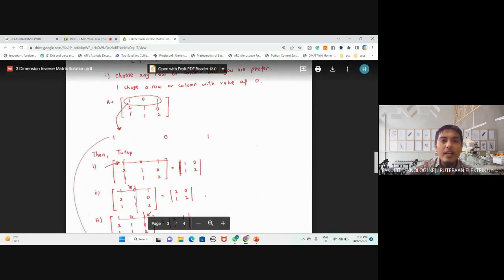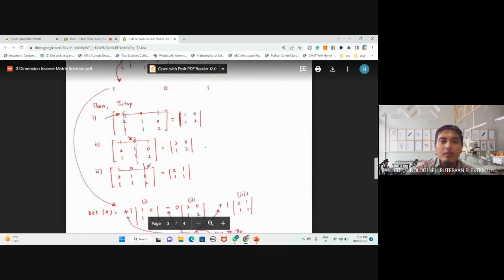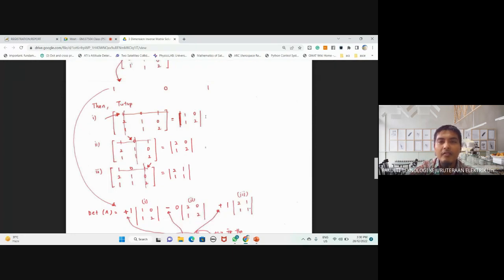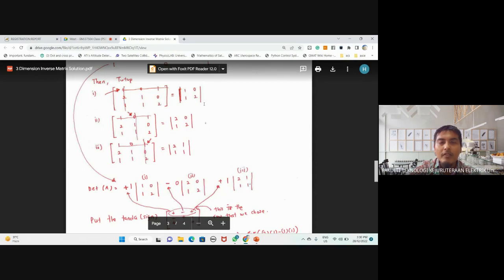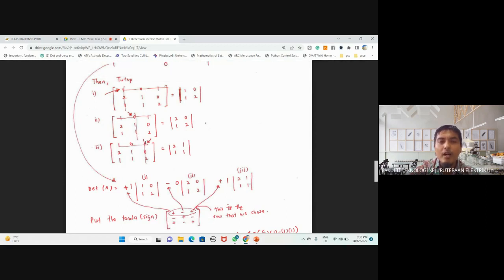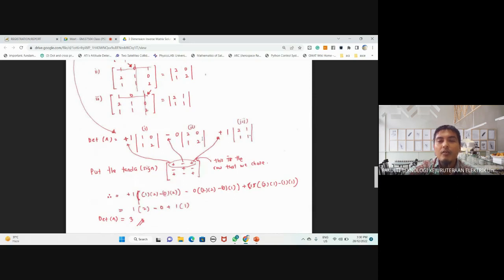Okay, so firstly I choose 101. Firstly, I need to cover the first one. This is the answer. And then I choose the second, this is the answer, and I choose the third number, this is the answer. However, you can see that if you cover 1, you need to multiply with this thing. You cover 0, you need to multiply with this thing. And the final is 1, you need to multiply with this thing. So if the row or column that I choose has many 0s, I do not need to calculate this, because anything multiplied with 0 will become 0.